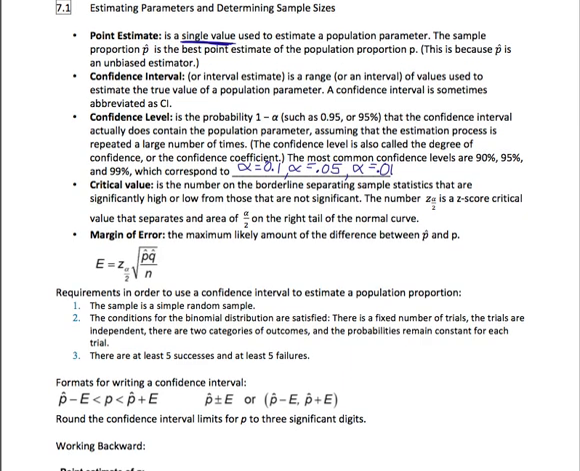Requirements in order to use a confidence interval to estimate a population proportion. So the sample has to be a good sample. We need it to be some sort of simple random sample. We have to have the conditions for the binomial distribution, the same ones that we've already talked about that are listed in number 2. And then we have to have at least 5 successes and at least 5 failures.